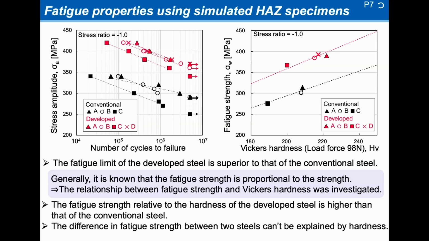This figure shows the relationship between fatigue strength and the Vickers hardness. The fatigue strength relative to the hardness of the developed steel is higher than that of the conventional steel. Moreover, the difference in fatigue strength between two steels can't be explained by Vickers hardness.